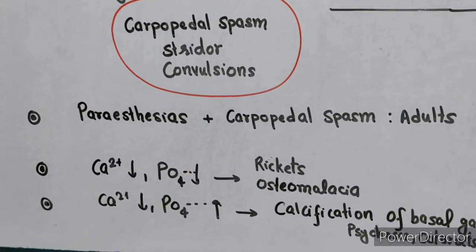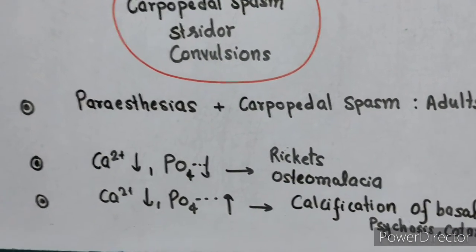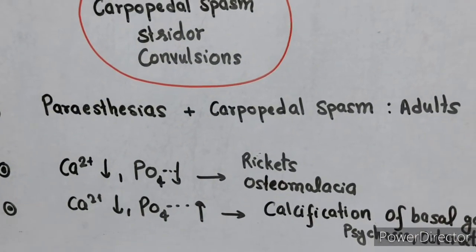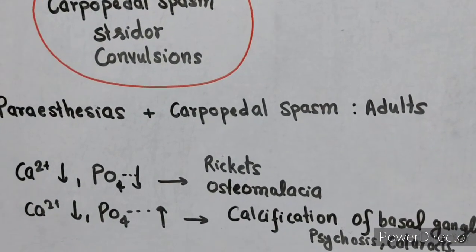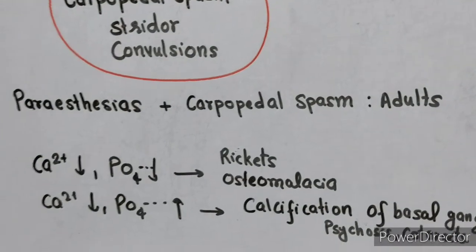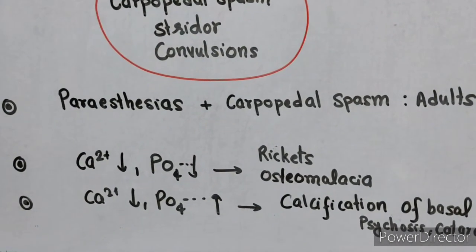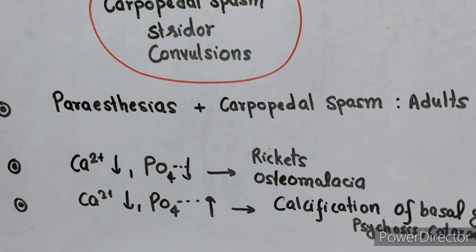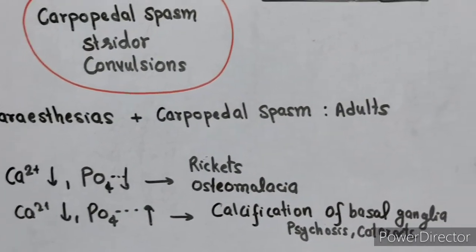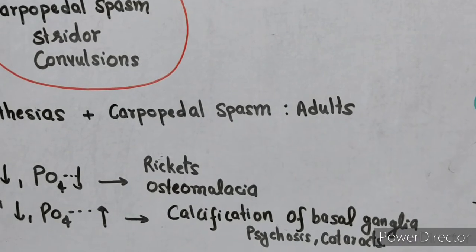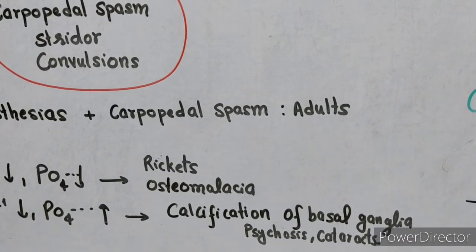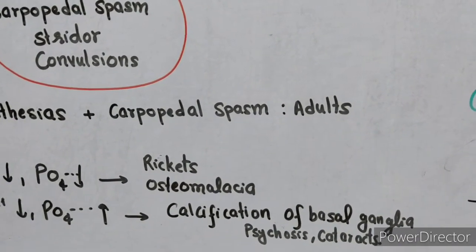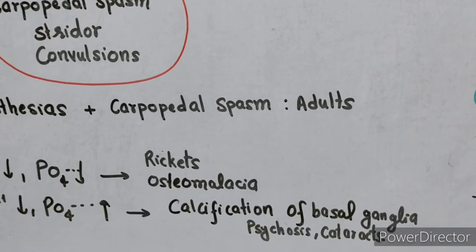In case of vitamin D deficiency, both calcium and phosphate decrease, because of which there can be rickets in children and osteomalacia in adults. In hypoparathyroidism, serum calcium is decreased, but there is hyperphosphatemia, because of which there is calcification of basal ganglia. There will be grand mal epilepsy, that is seizures. There will be psychosis and cataracts.